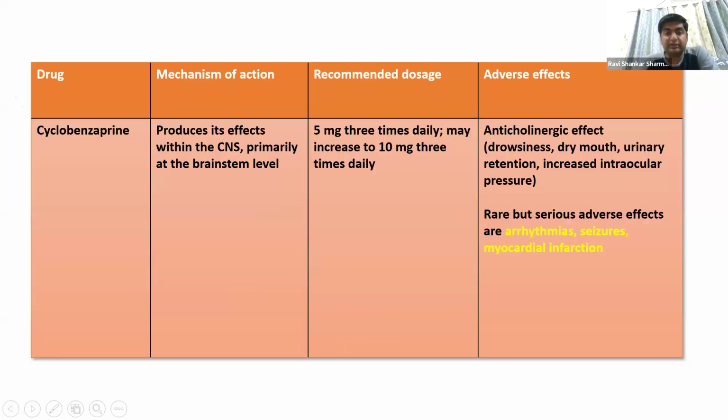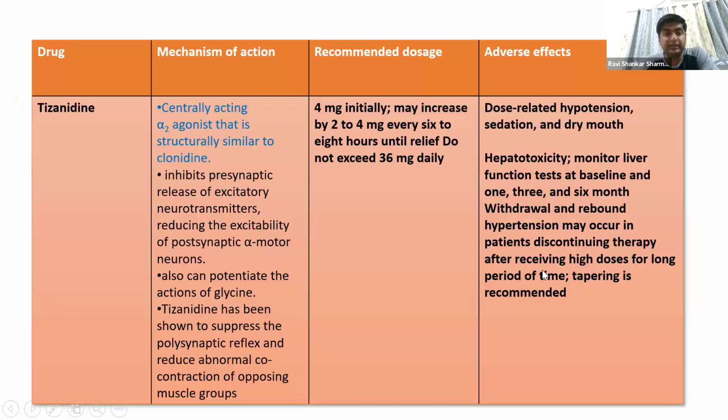Then the TCA compound, cyclobenzaprine, which you use in some cases combined with NSAIDs, and it has deleterious side effects like arrhythmia, seizure, and myocardial infarction. Then tizanidine, again centrally acting; this is an alpha-2 agonist that is quite similar to clonidine.